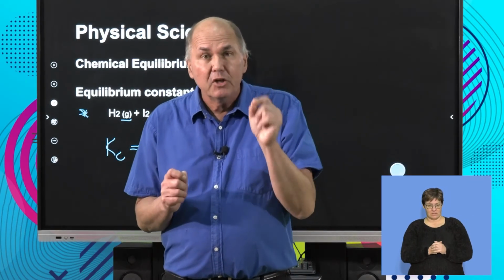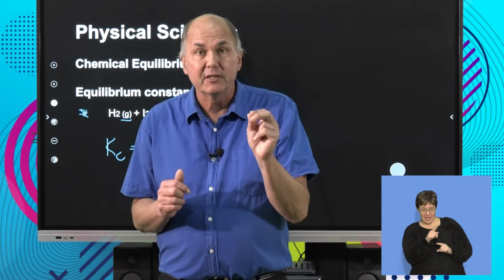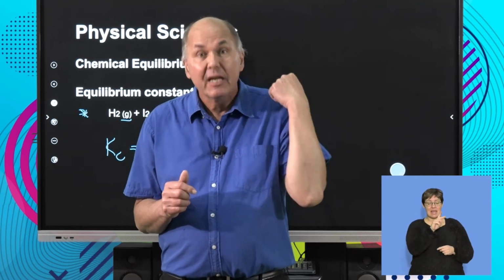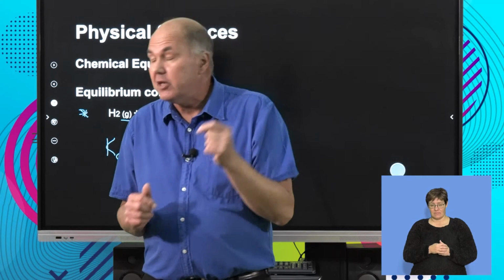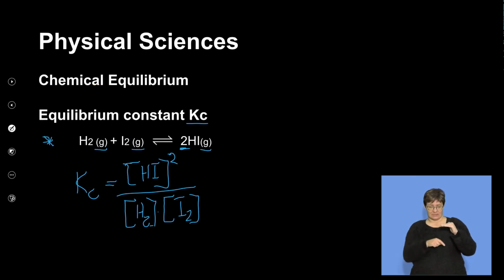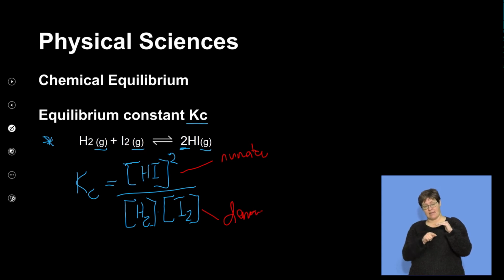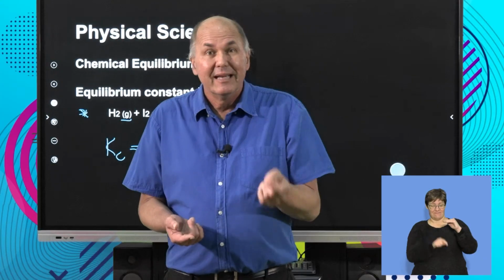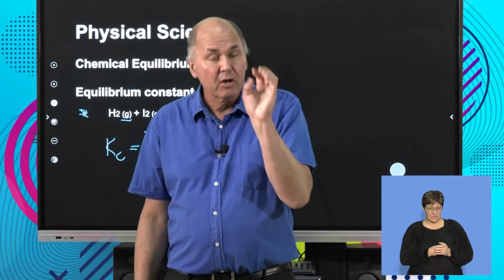I want you to notice clearly there are two parts to this Kc expression in this case. There is a numerator and a denominator. So recognize you've got a numerator and you've got a denominator. Not all reactions will have them like that, but in this case it's useful for us to understand there's a numerator and a denominator.